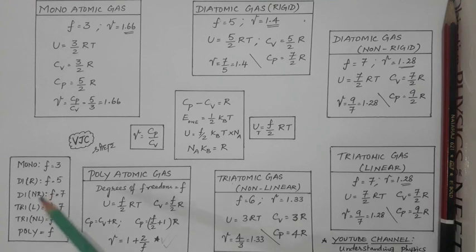And I have put it here simply: mono, di rigid, di non-rigid, then tri linear, tri non-linear, poly F. All this you can keep.